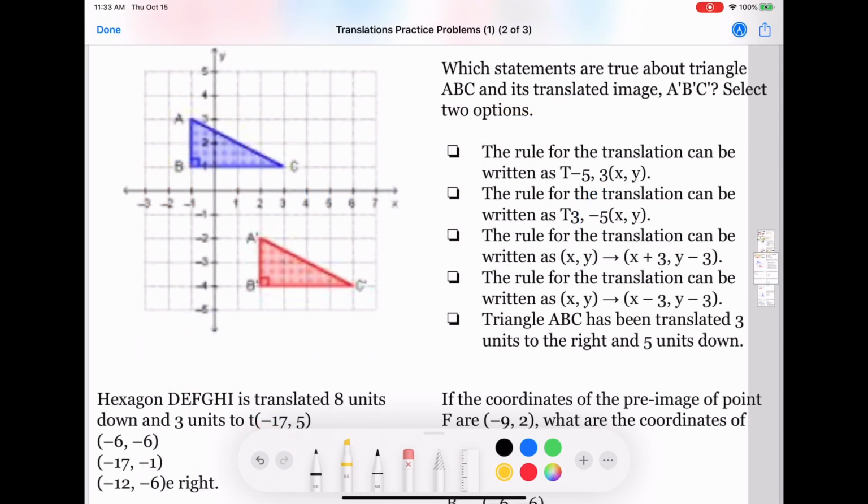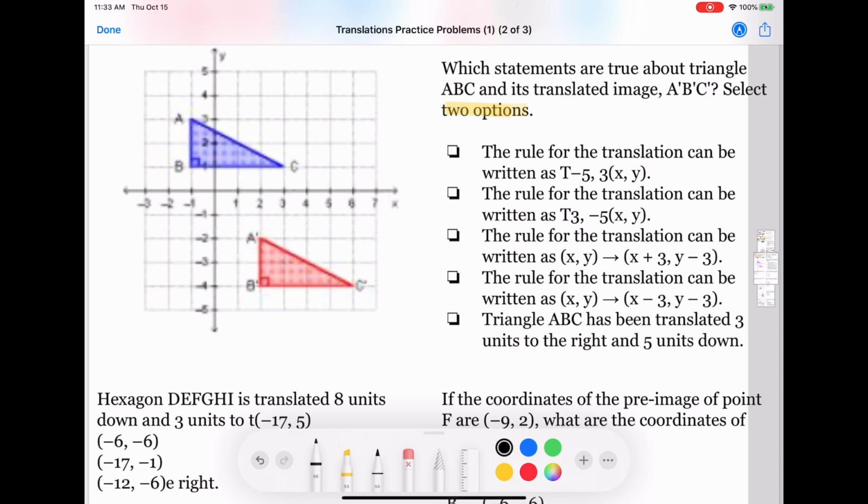Let us begin looking at another type of problem. This problem states, which statements are true about triangle ABC and its translated image A prime, B prime, C prime? Select two options. So right off the bat, we know that we are only to select two options and put a check mark on only two of these boxes.